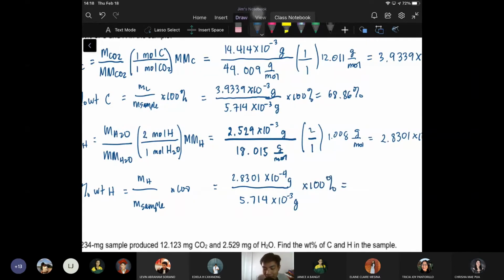So, yan. This equation here will give us the percent weight of hydrogen. So, let me type lang. 2.8301 times 10 raised to negative 4 over 5.714 times 10 raised to negative 3 times 100. So that will be, in 2 decimal places, 4.95%.